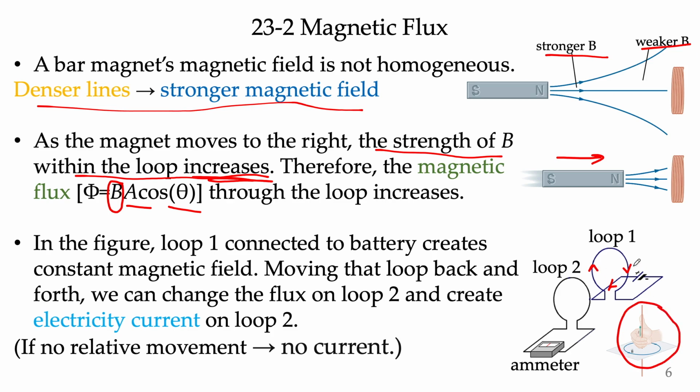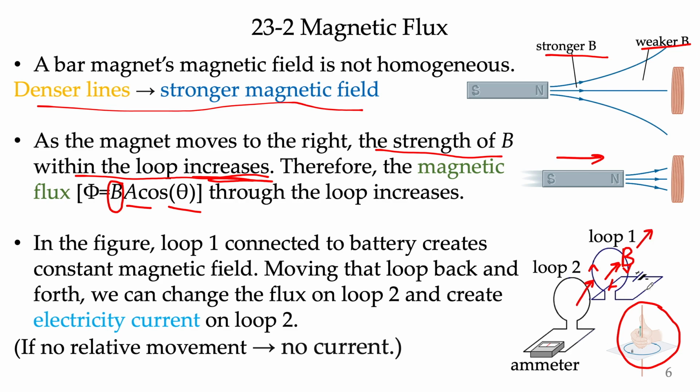Let's hold the wire of loop 1 in this direction at this point. If you point the direction of the current with your thumb and wrap your fingers around this part of the wire, your fingers show this direction. So this current will create magnetic fields in that direction. Of course, that magnetic field is also extending here.